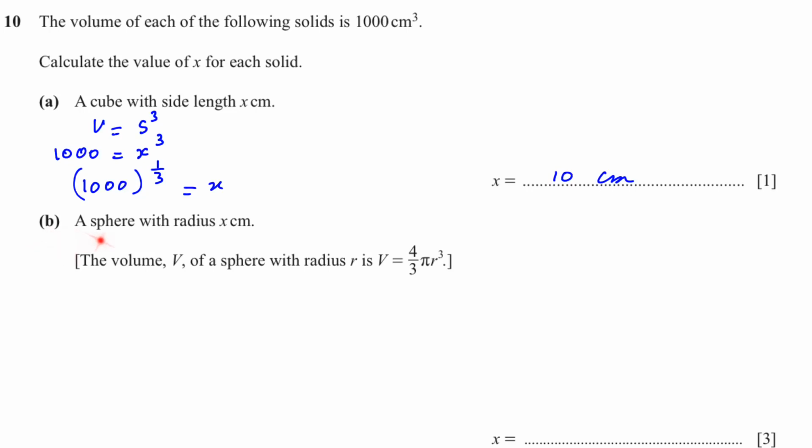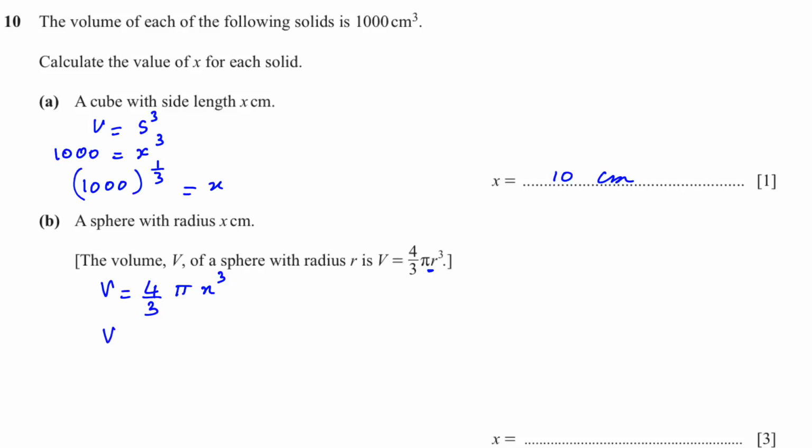In part B, we have a sphere with radius x centimeters. The volume's formula is given to us. Volume we already know is 1000 cubic centimeters. So we have to find the r, which is x. Replace that with x and make x the subject.